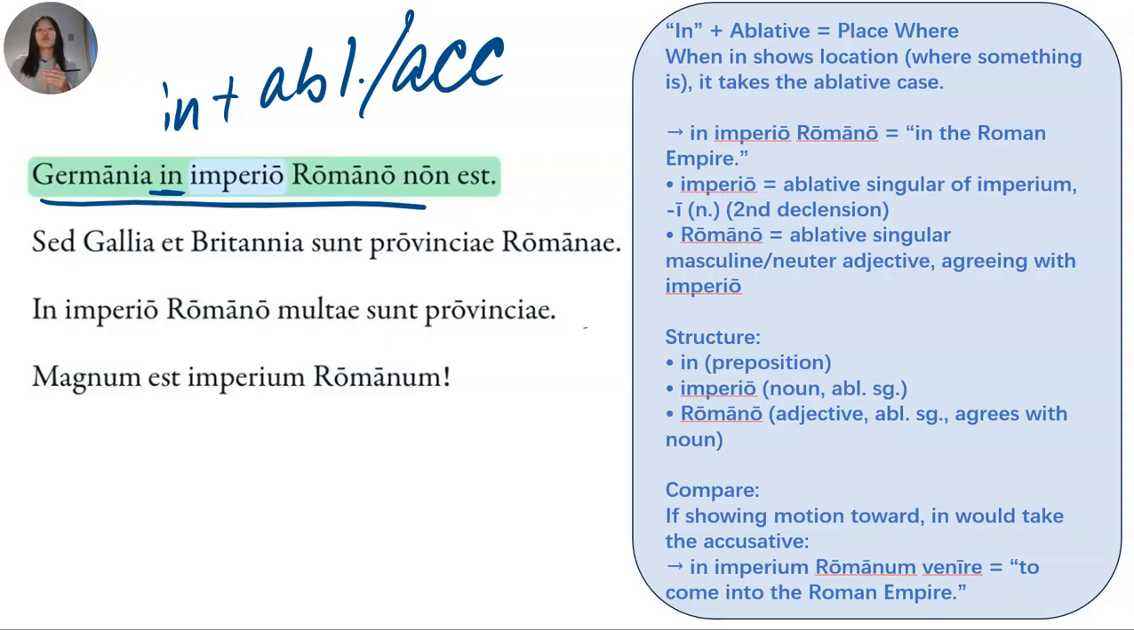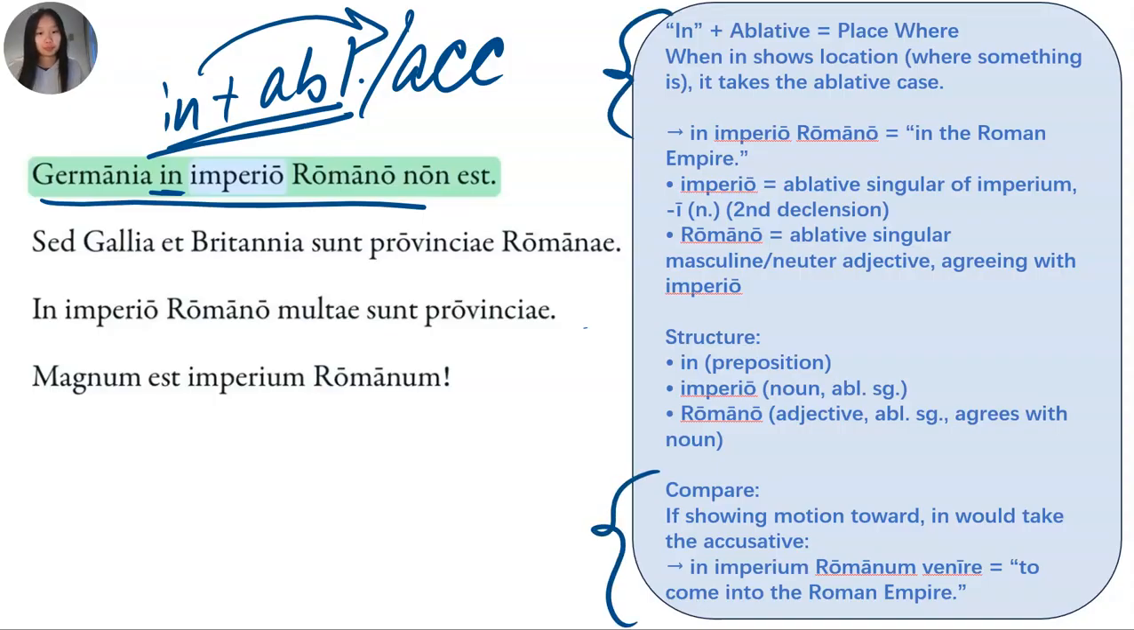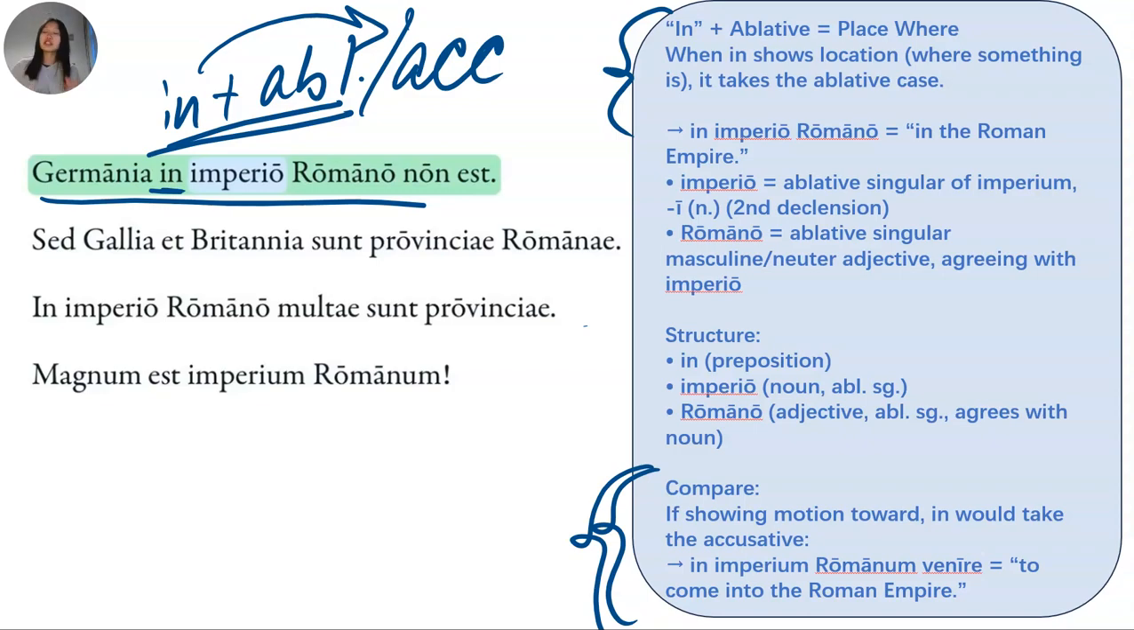In this case, it is exactly the same as in English. It's like when I'm telling someone where something is. I am in my house. I am somewhere. So I am in this place. But that's in with ablative. But in with accusative is moving. It's showing motion. So, for example, in imperium Romanum venire, to come into the Roman Empire. So even the translation is different. It's in versus into, because I'm going into the Roman Empire. So it's moving. You can see the ending is different as well.